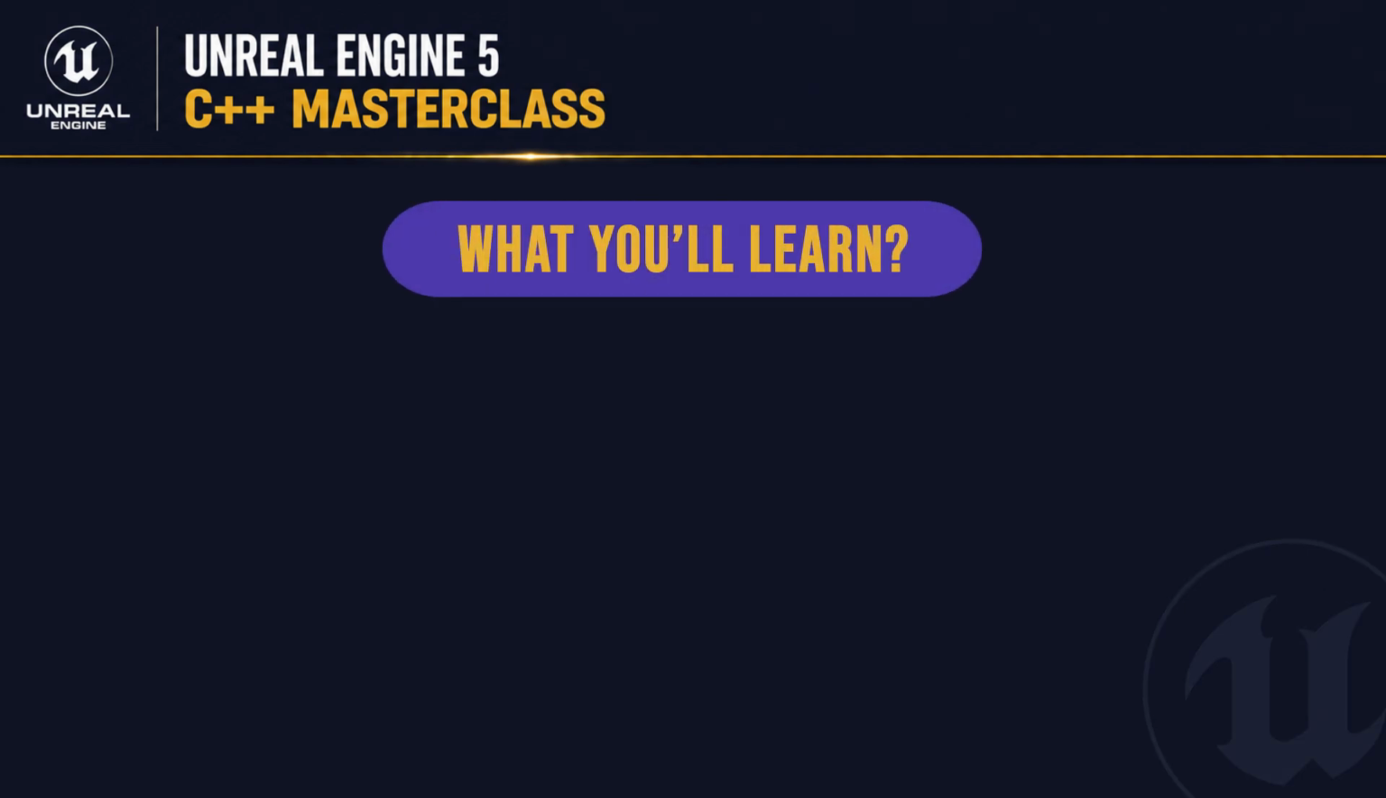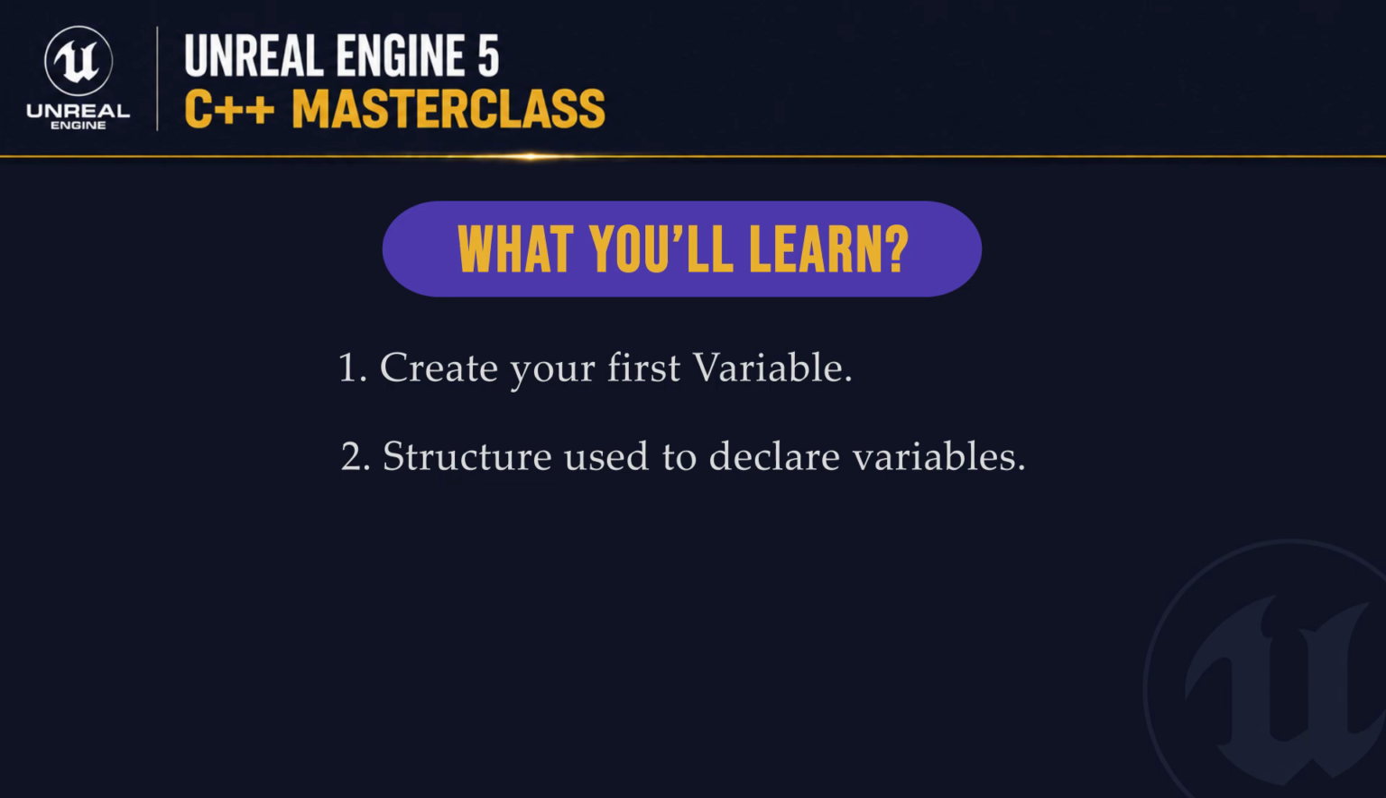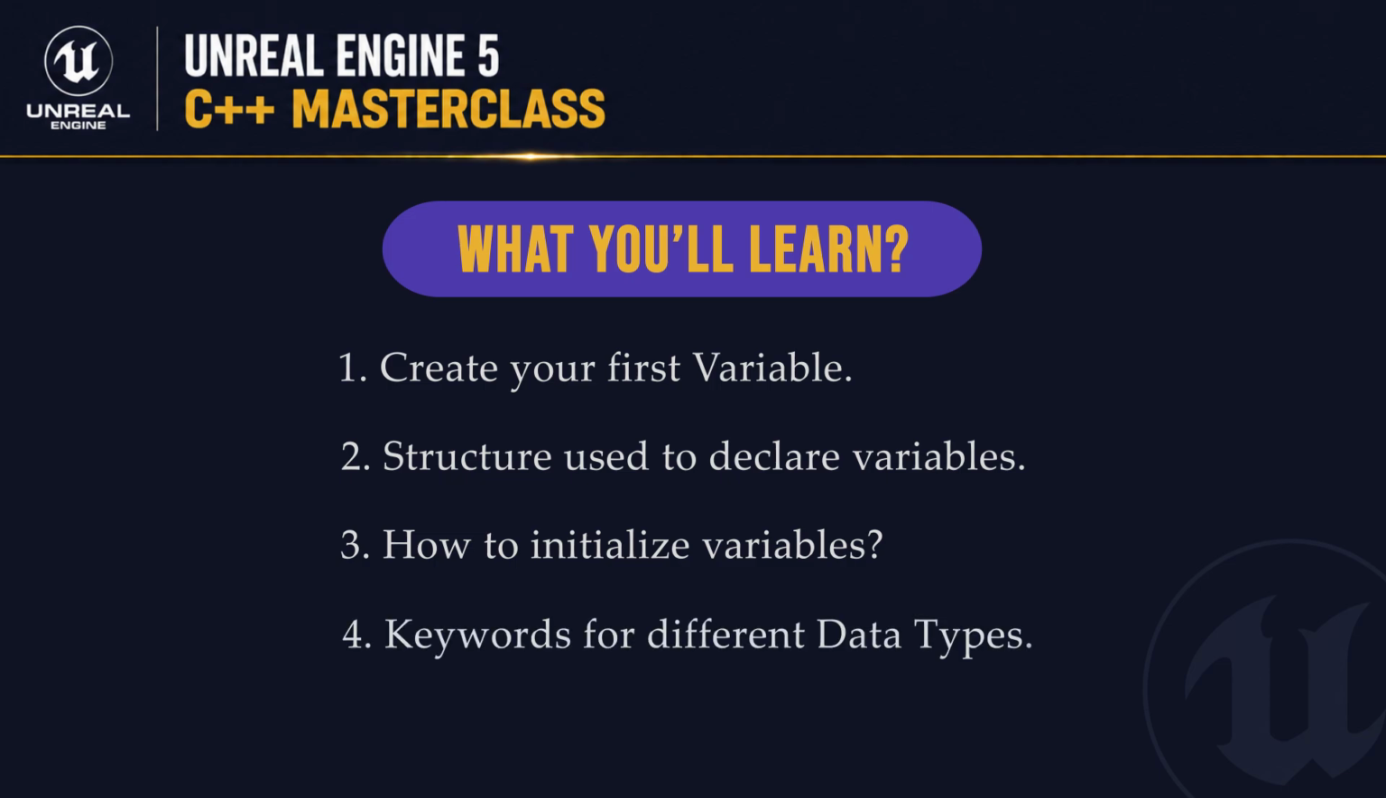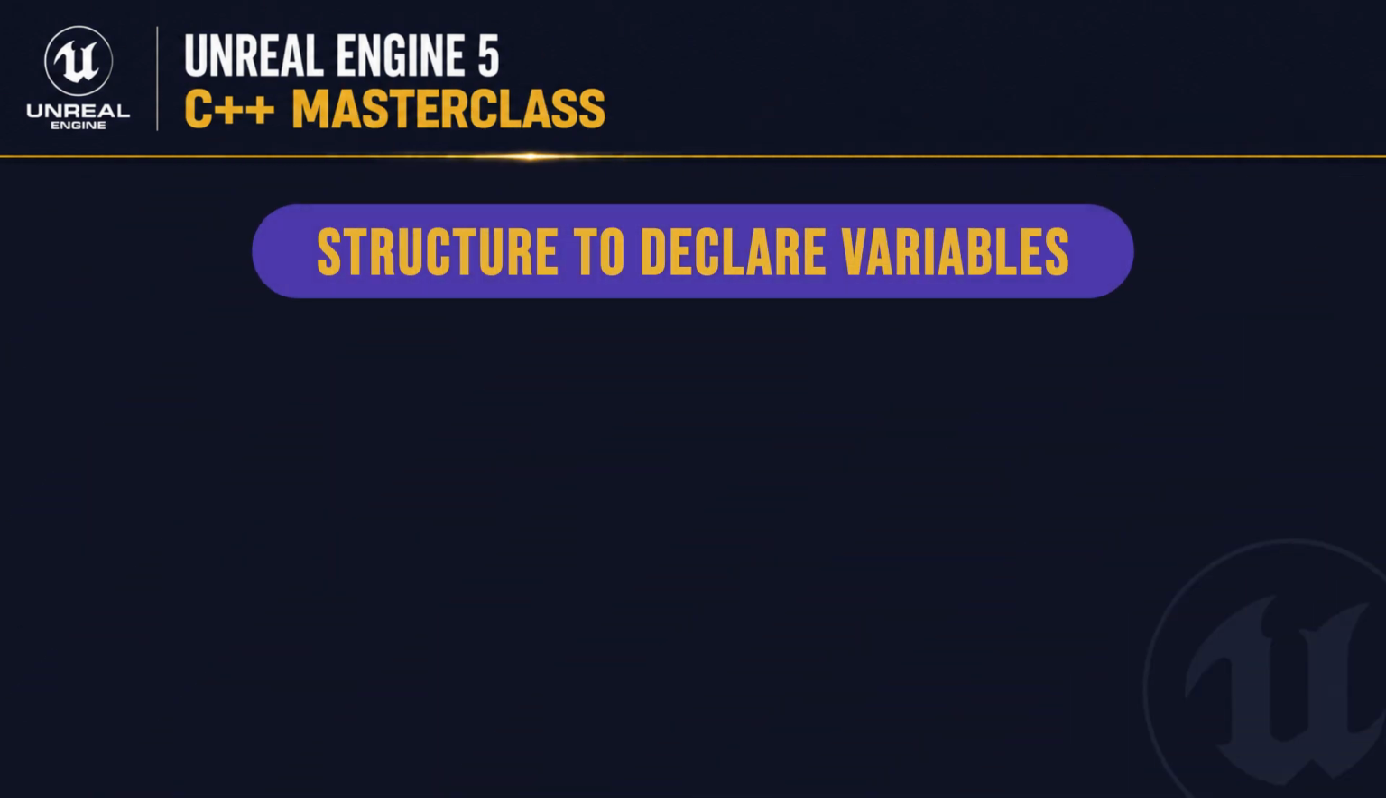This is the 6th lesson of Unreal Engine 5 C++ for complete beginners. In this video, we're going to create our very first variables in C++. Before we do that, we need to understand the structure used to declare variables. We will then learn how to initialize them. And later in the lesson, we will look at the keywords used for different data types. Let's get started. To declare a variable, we generally follow a simple structure.